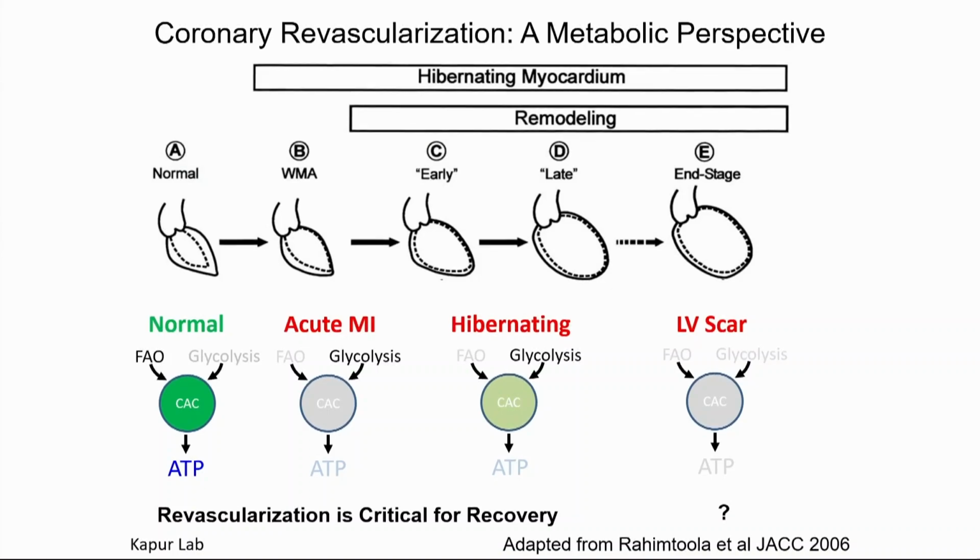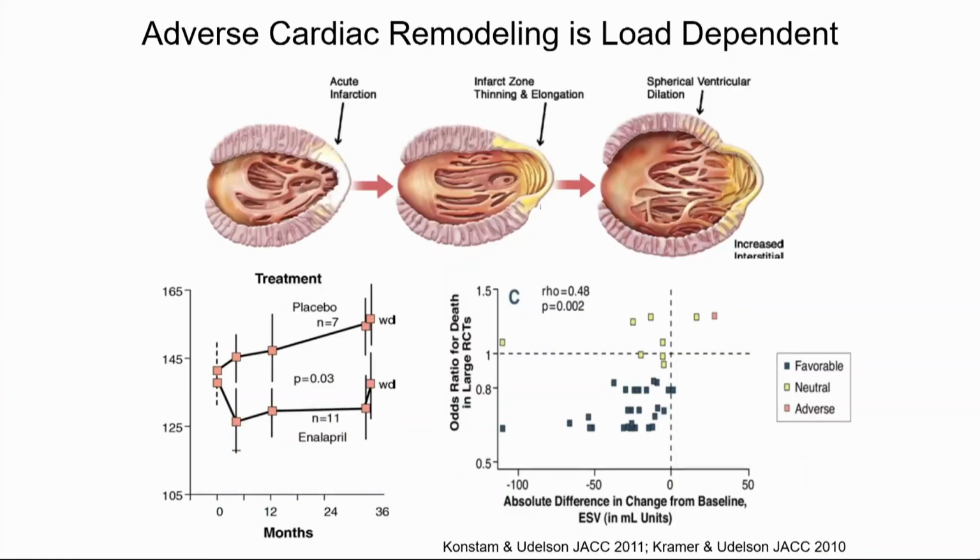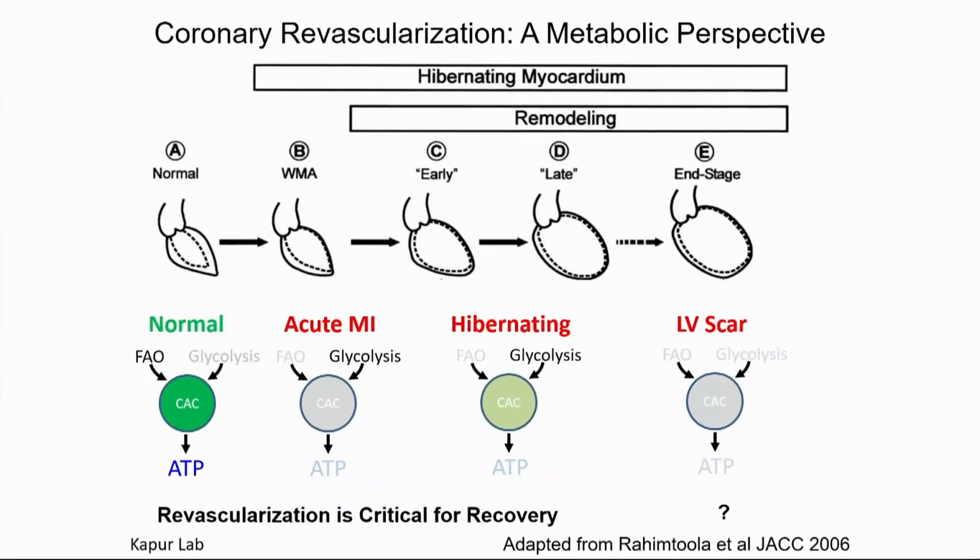When we undergo injury, acute MI, we start to see a shift from fatty acid oxidation to glycolysis, a very inefficient method. It's a high energy consuming approach to try to generate energy. And so that inefficiency really starts to accelerate myocardial damage and reduce the likelihood of recovery. And this is seen also in the hibernating myocardium. And then certainly by the time you get to LV scar, you're seeing minimal to no metabolism at that point.